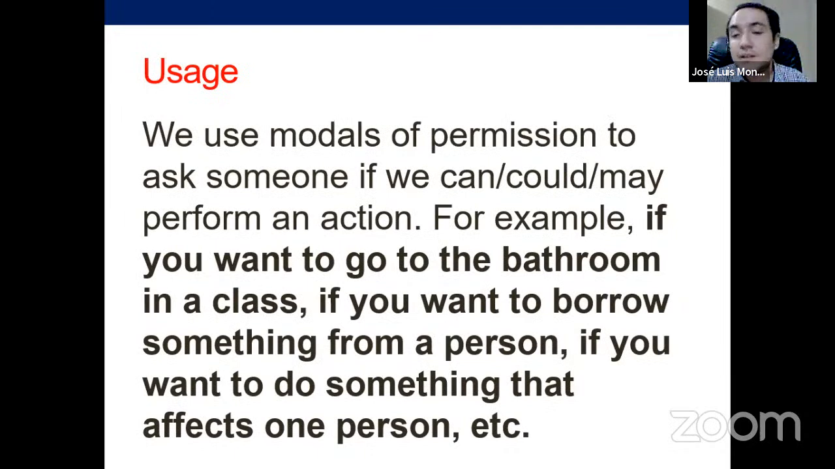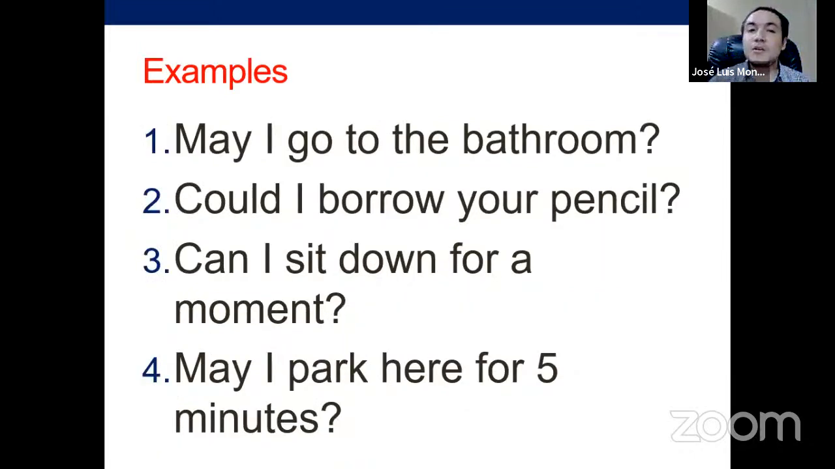Okay, so usage. We use modals of permission to ask someone if we can, could, or may perform an action. For example, if you want to go to the bathroom in a class, if you want to borrow something from a person, or if you want to do something that affects one person, and so on and so forth. So you have those alternatives and you can use these questions. May I go to the bathroom? Could I borrow your pencil? Can I sit down for a moment? May I park here for 5 minutes?